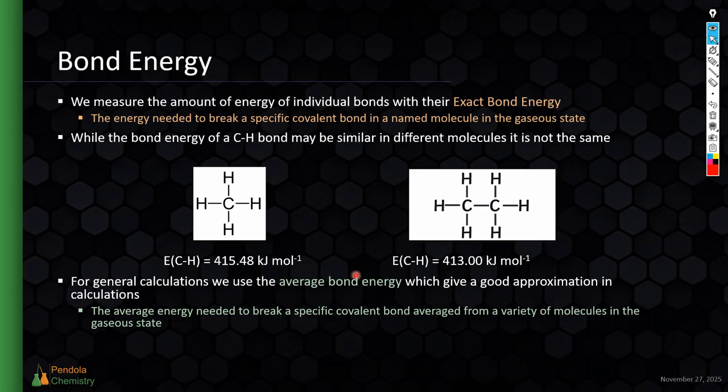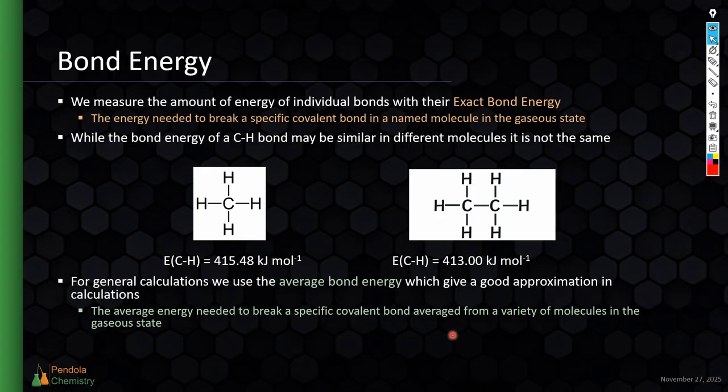So when we actually do mathematics in the next section, this is what we're going to use. We're going to use the average bond energy, not the exact bond energy. We're never going to need to use the exact bond energy in this class. You just need to know that the exact bond energy is the bond energy for that specific bond in a specific molecule, whereas the average bond energy, which is what we actually use, is the amount of energy needed to break that bond in the gas state, averaged from a variety of molecules, essentially all the molecules that have that particular type of bond. So that's the theory behind bond energy and the energetics behind bond energy.